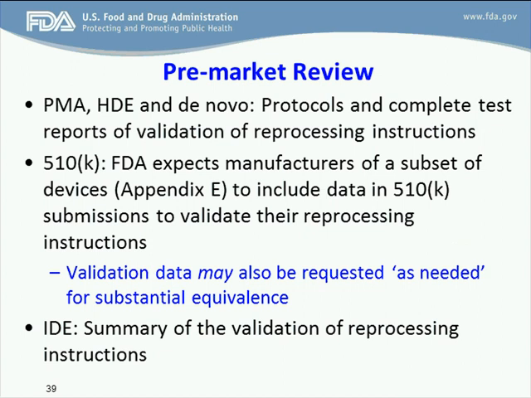For PMAs, HDEs, and de novos, protocols and complete test reports of validation of reprocessing instructions should be submitted. For 510(k)s, FDA expects manufacturers of a subset of devices listed in Appendix E to include data in 510(k) submissions to validate their reprocessing instructions. Validation data may also be requested as needed for substantial equivalence for other devices. For IDEs, a summary of the validation of reprocessing instructions and methodology should be provided.